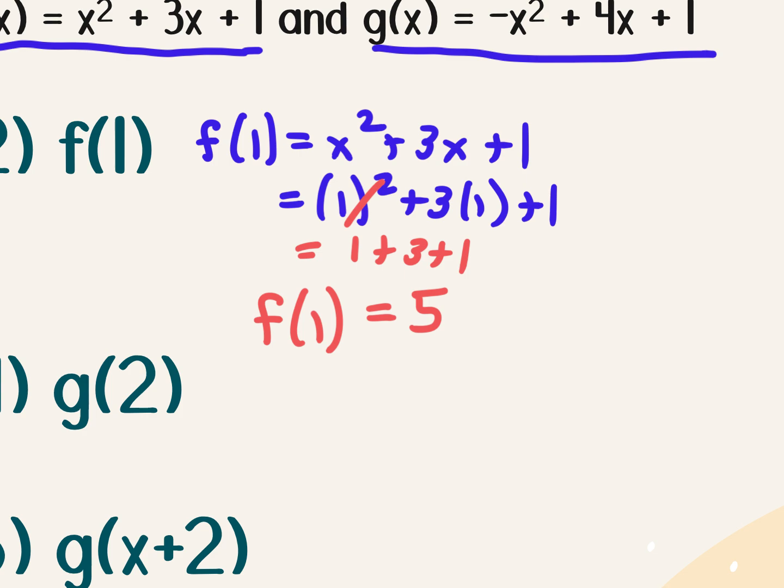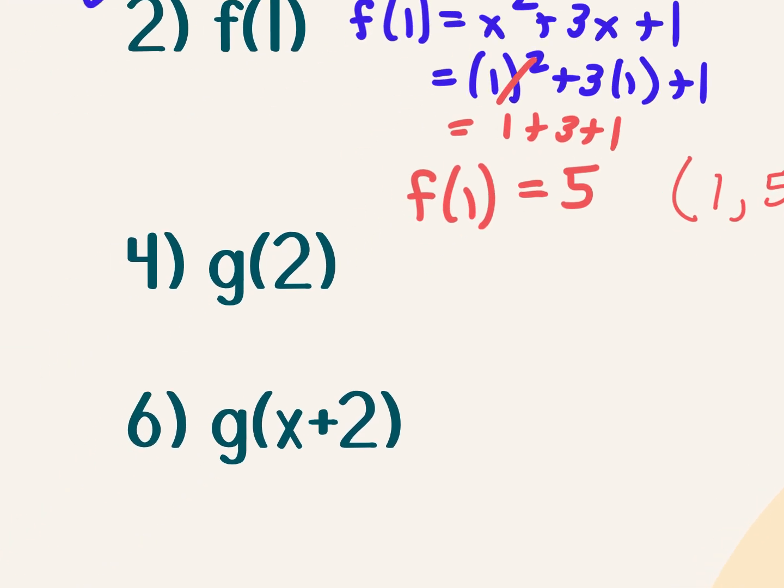F of x is a fancy way of saying what? Y. So if I was going to write this as an ordered pair, what would my ordered pair be? What did I plug in for x? I plugged in 1, and what did I get out for y? 5. You guys understand that? Okay, good. I plugged in 1 for x. They're telling me what to plug in.